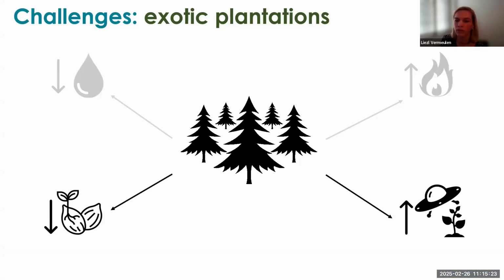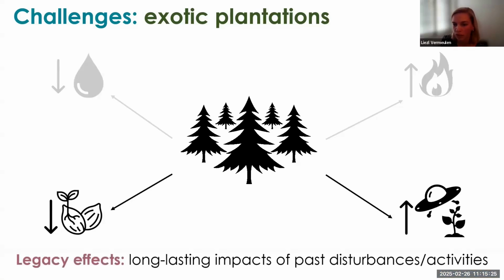So legacy effects are defined as long-lasting impacts of past disturbances and activities, which in this case means that past plantations that have already been cleared still have lasting impacts on restored ecosystems in the present day, via the fact that they had an impact on the soil, seed bank, and they allow for more presence of invasives. And this in turn also influences how ecosystems will respond to climate change and other natural disturbances.